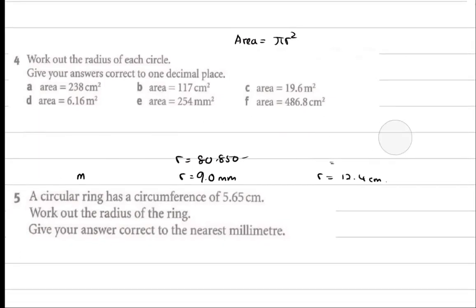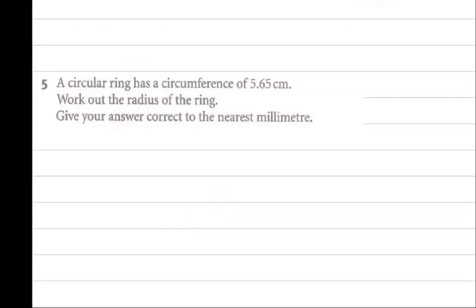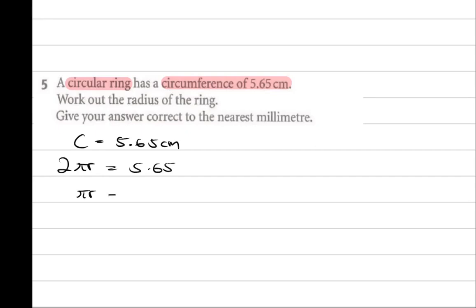Now, number 5 is a problem question already. A circular ring has a circumference of this. A circular ring means a circle, a ring that is a circle. Work out the radius of the ring. Circumference is 5.65 centimeters. 2 pi r is equal to 5.65. Pi r is equal to 5.65 divided by 2.